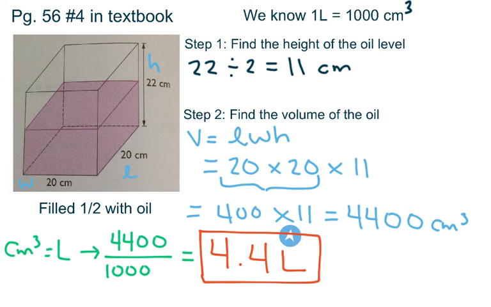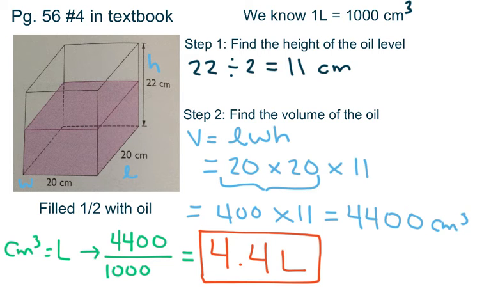400 times 11 is 4,400 centimeters cubed. Now, we're not quite finished yet because my problem asked me to find the volume of the oil in liters. Well, this is centimeters cubed.